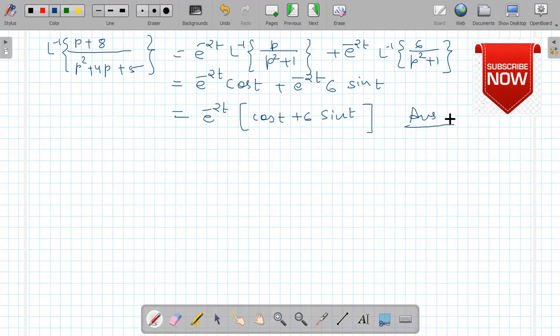In my next video lecture, I'll discuss second shifting theorem for inverse Laplace transform. Okay. I hope you understand the property of first shifting theorem for inverse Laplace transform clearly.